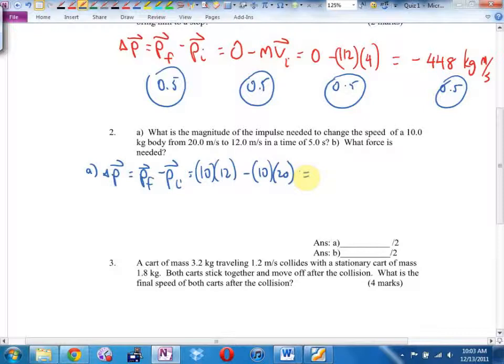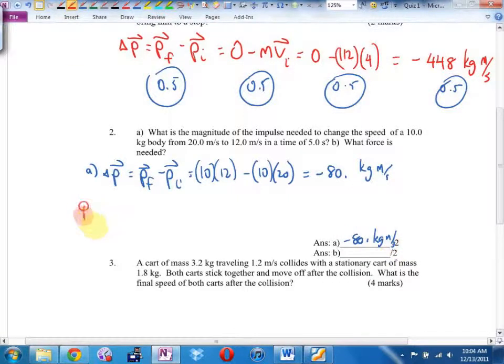What do you get for A? The change in momentum magnitude, it's going to be negative. Now, because I only asked for the magnitude, if you didn't put the negative, I won't be fussy, because technically the magnitude is just how big. I'll include the negative just to be fussy, though. 120 minus 200, you get negative 80. And I'll put a decimal for two sig figs, kilogram meters per second. The answer to A is negative 80 kilogram meters per second.